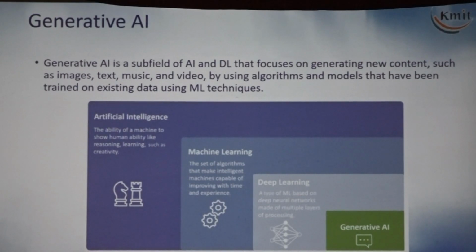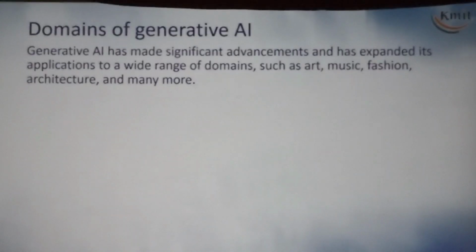Right? And now, domains. What are the domains of generative AI? First of all, what is generative AI? To generate data. What kind of data can you generate? You can generate text. You can generate images. You can generate videos. You can generate audio.